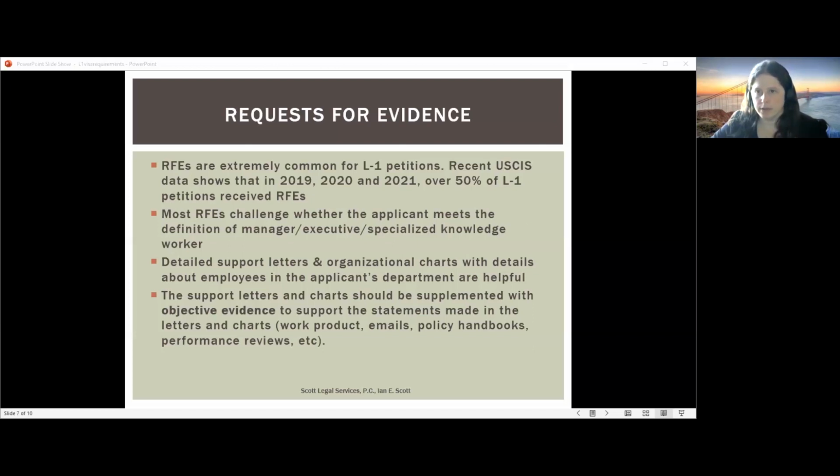That's where, as we discussed, the objective evidence comes in, so not just the letters of the senior management stating that this is how things work, but actually supporting that with work product, supporting that with corporate memos or documents that show that what you're stating in the letters actually has a basis in reality. So that objective evidence can be a really key part of any response to any request for evidence, because prior emails, anything that really shows, for example, if you have emails showing that a manager exercised that authority to hire, fire, recommend personnel actions, all of those things can be very helpful to support what's in the letters.